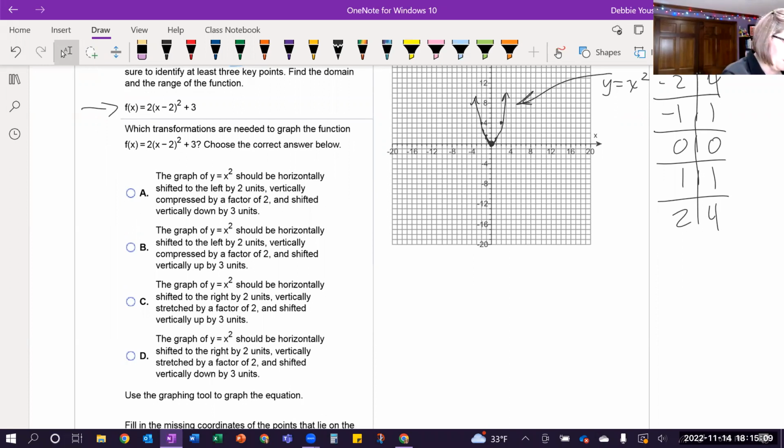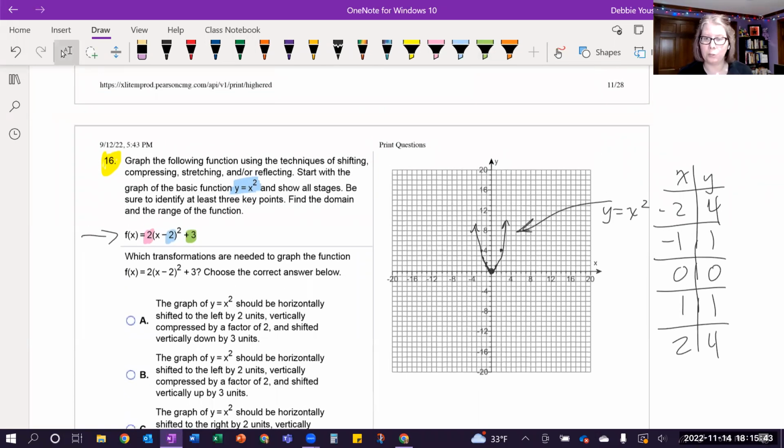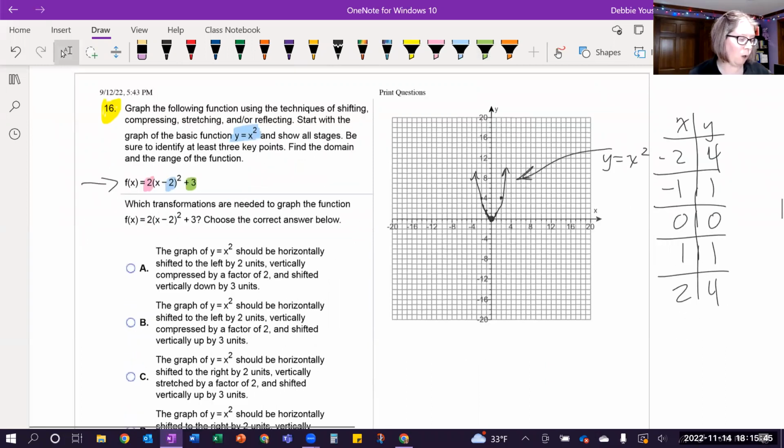Well, anytime you have a number in front of what looks like the original function, so notice I've got a 2 in front of the parentheses, a -2 inside the parentheses before it's squared, and then a +3 outside of the parentheses after the squaring. If I were to take away all those numbers I highlighted, the 2, the -2, and the +3, I would simply be left with y equals x squared, my original function. So I want to figure out what all those things do.